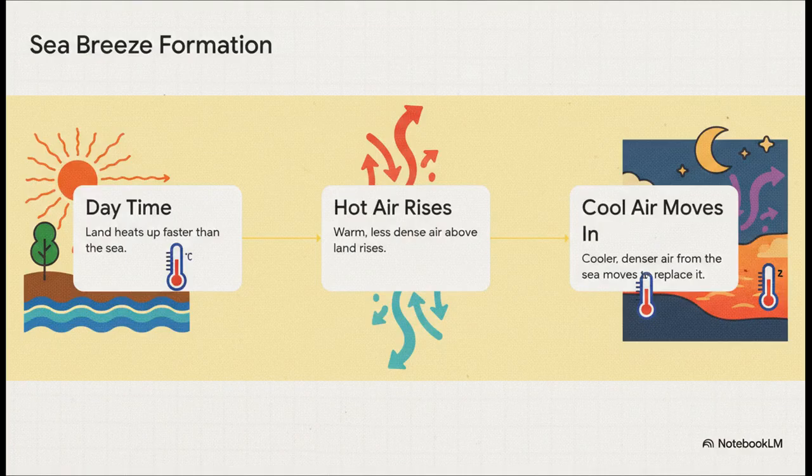And a perfect real-world example of convection is a sea breeze. During the day, the land heats up way faster than the sea. So the air above the land gets hot and rises. This creates a low-pressure area. And guess what? The cooler, denser air from over the sea rushes in to fill that space. That's your nice, cool sea breeze. This is a very, very popular exam question, so please take note.